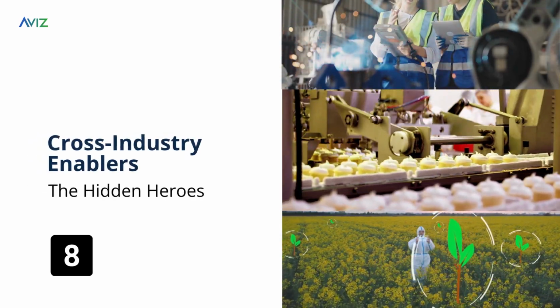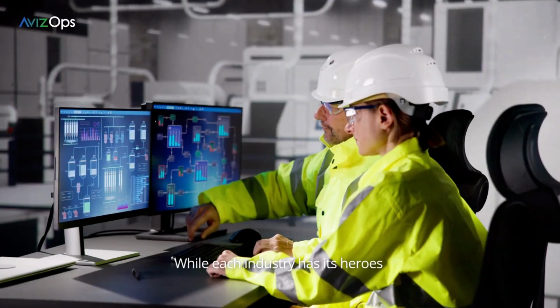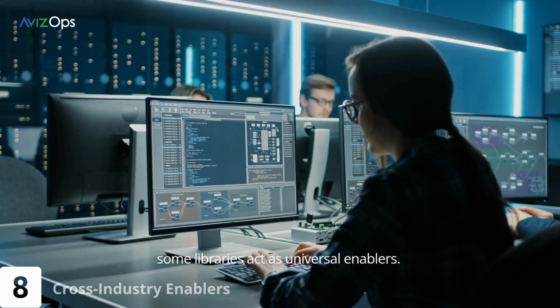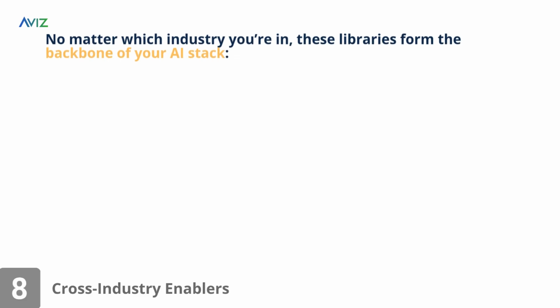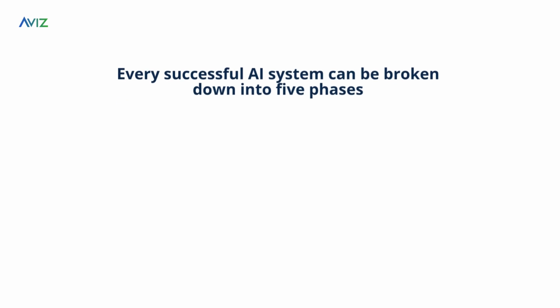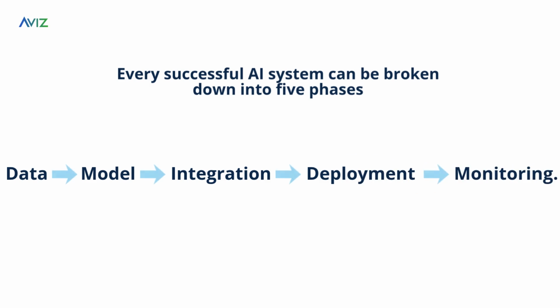8. Cross-industry enablers, the hidden heroes. While each industry has its heroes, some libraries act as universal enablers. No matter which industry you're in, these libraries form the backbone of your AI stack. Every successful AI system can be broken down into 5 phases: data, model, integration, deployment, monitoring.